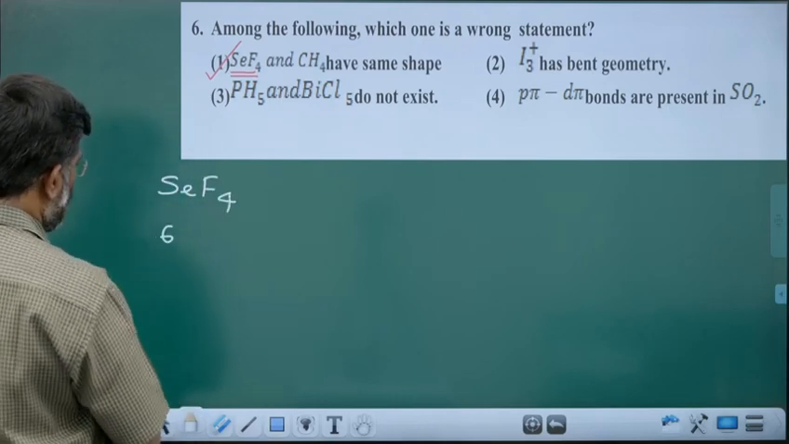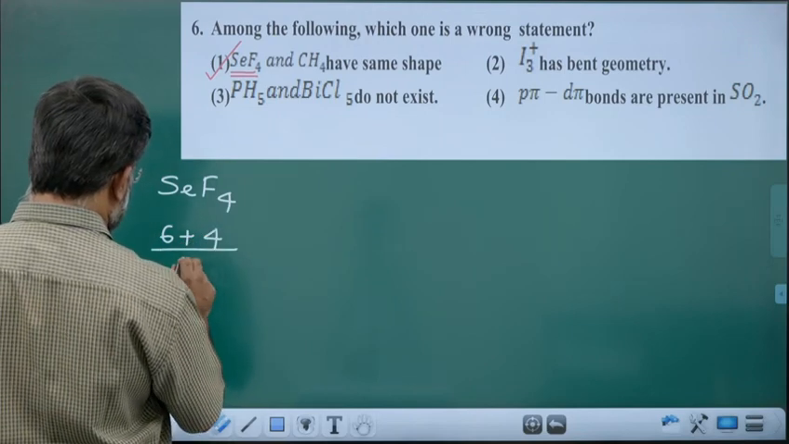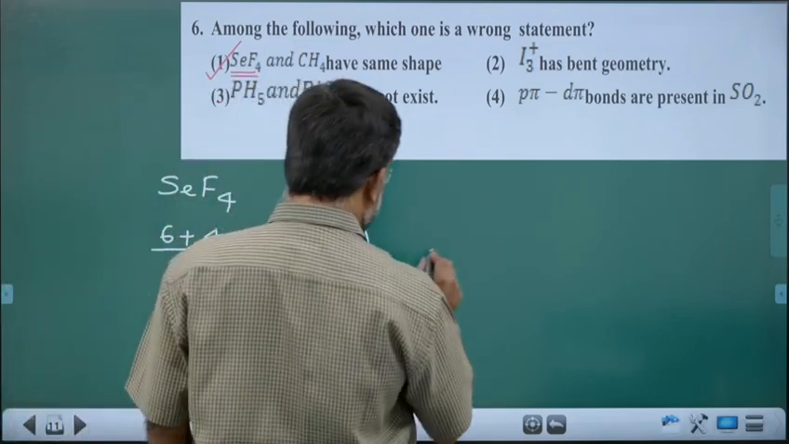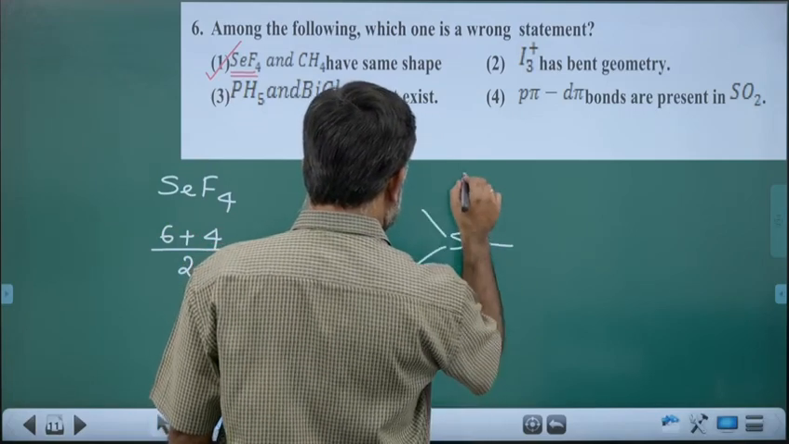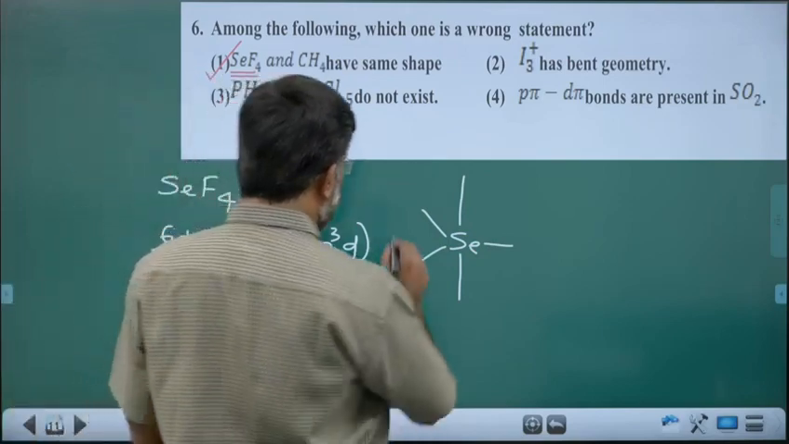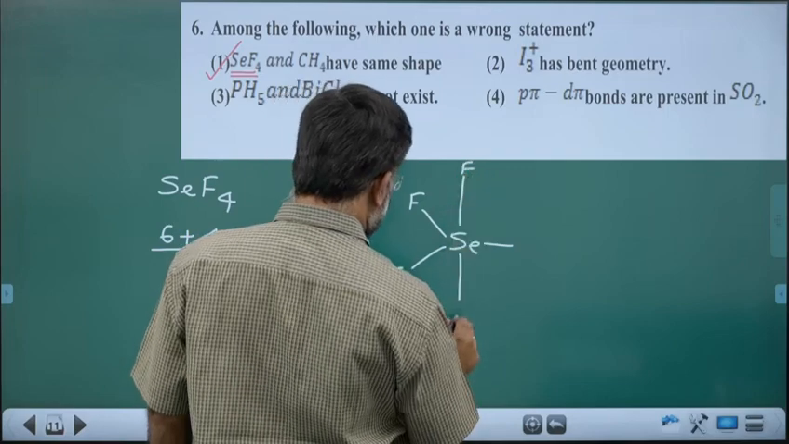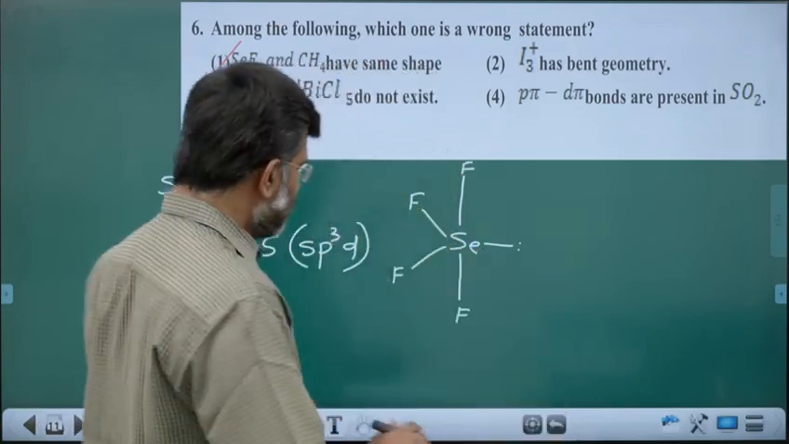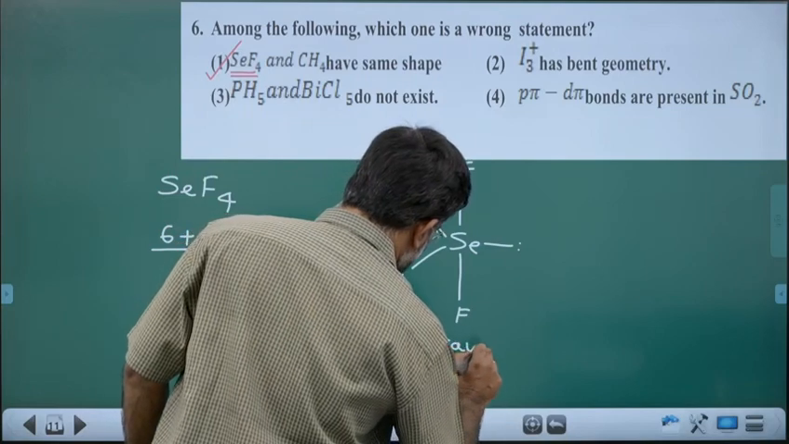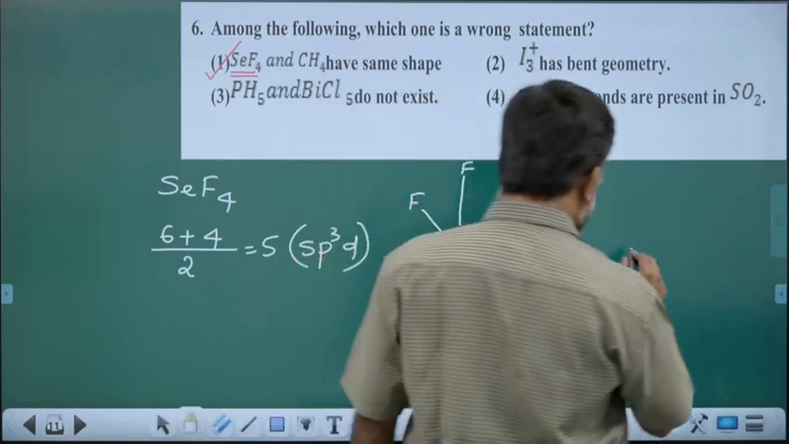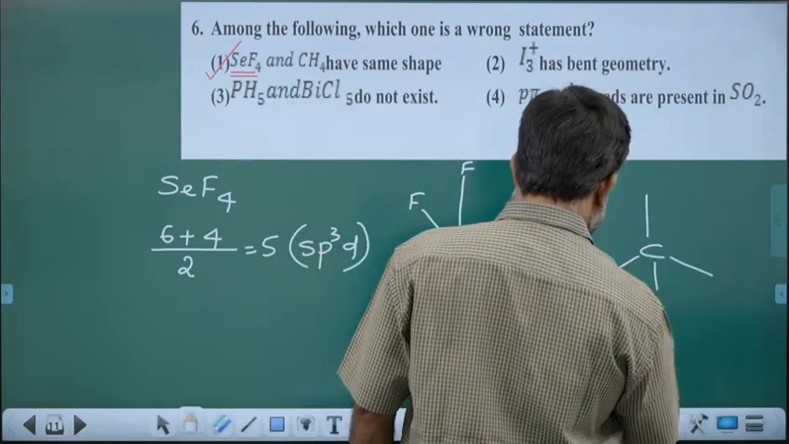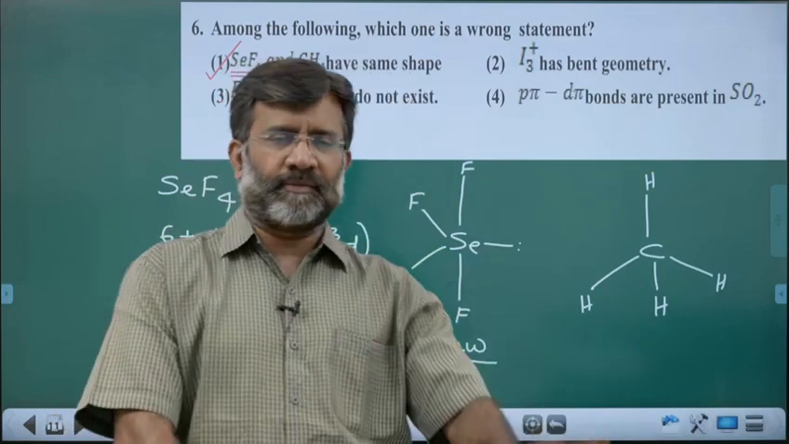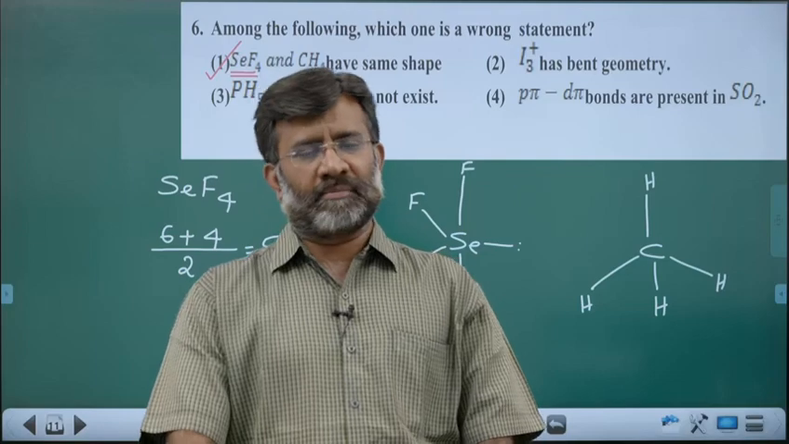SeF4: 6 valence electrons from selenium and 4 surrounding monovalent atoms, 10 by 2, you are getting 5, which means it is sp3d hybridization. The shape of the molecule: selenium, 1, 2, 3, 4, 5. And we have 4 fluorine atoms and it will go for seesaw geometry. It is seesaw shape, an AB4E type molecule. What about methane? All of you know methane is tetrahedral geometry. So they don't maintain the same molecular shape. Methane is tetrahedral and SeF4, like SF4, is seesaw in shape, and that statement itself is wrong.